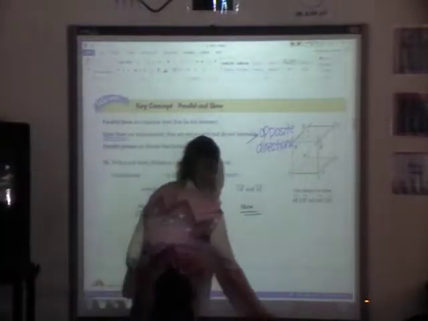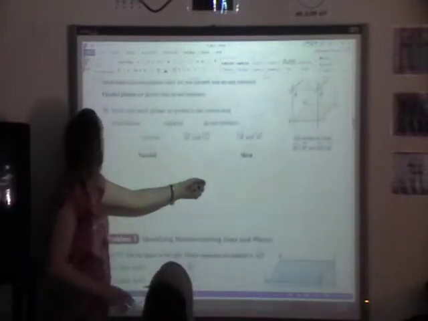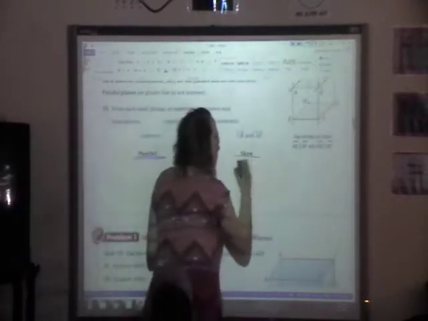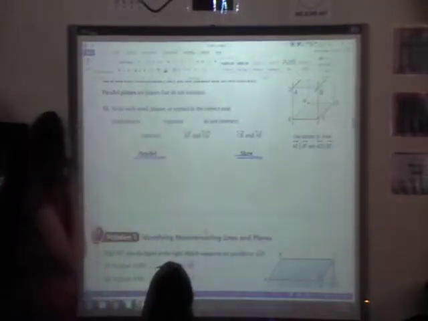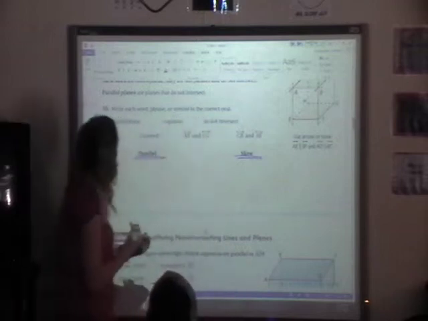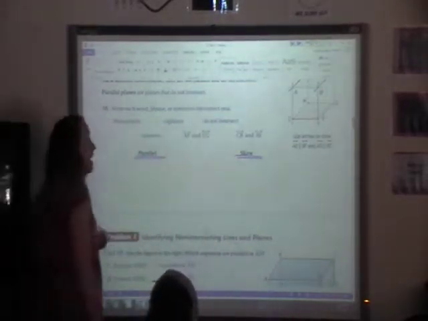Okay. I'm going to scroll this up a little bit so I can write with my huge handwriting. So we're going to talk about parallel, and we're going to talk about skew. So here are all our different words. Non-coplanar, coplanar, do not intersect, intersect, AE and CG, and CB and AE.